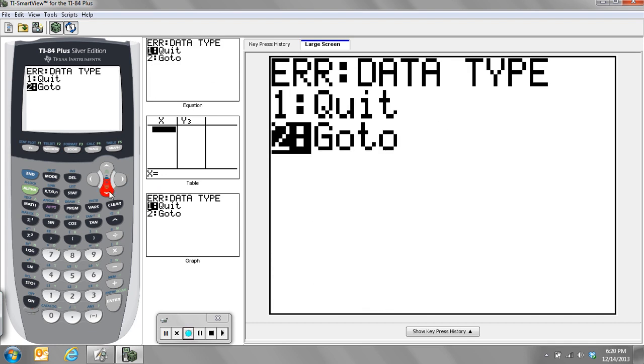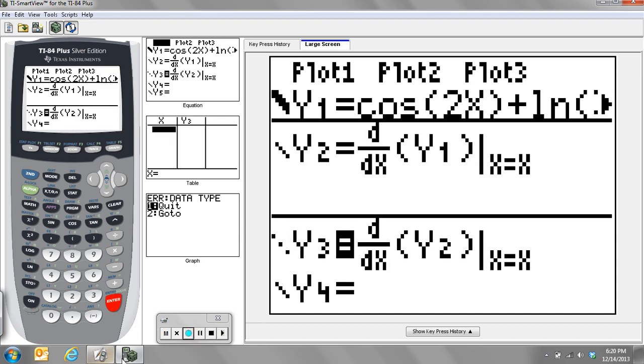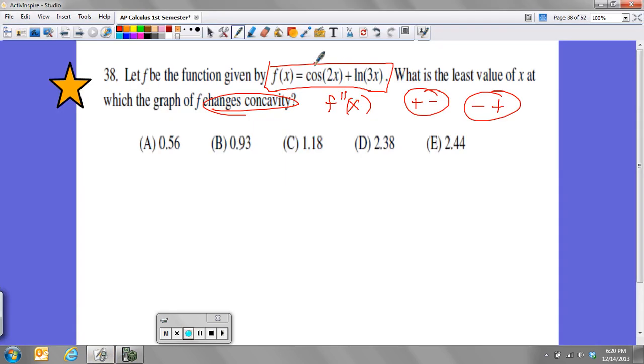You notice that we have an error. It's a data type error. The reason, I believe, is that we have trigonometrics and logarithmics in the same function, and that's why it's erroring out. You can run into this problem at times, and the best thing to do is just to do it by hand and then insert it in y1.